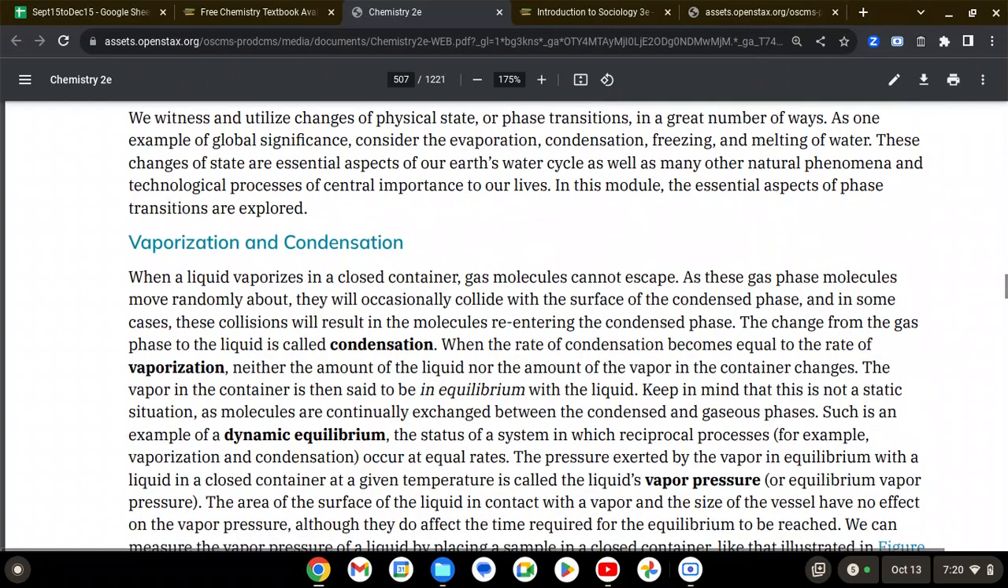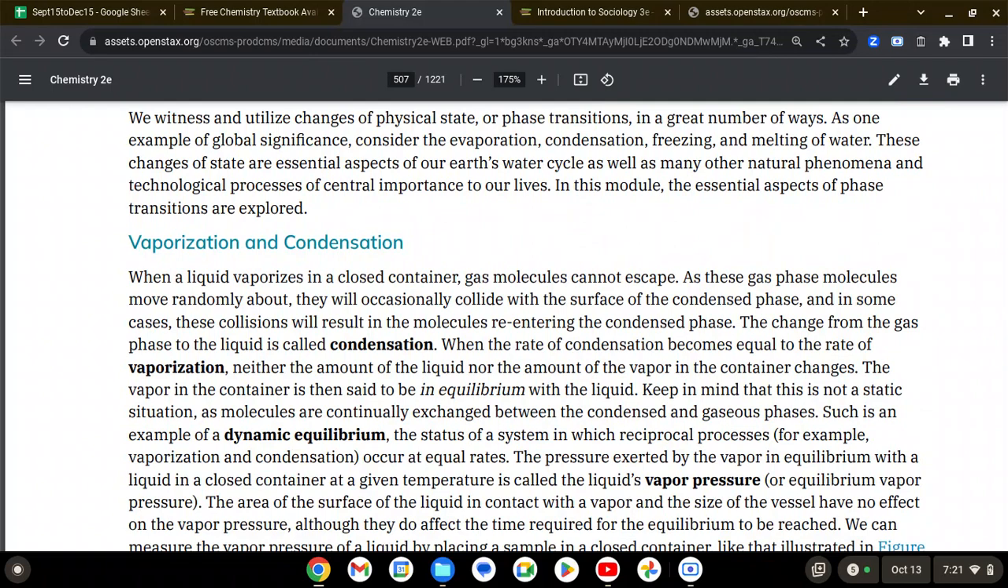We will witness and utilize changes of physical state or phase transitions in a great number of ways. As one example of global significance, consider the evaporation, condensation, freezing, and melting of water. These changes of state are essential aspects of our Earth's water cycle, as well as many other natural phenomena and technological processes of central importance to our lives. In this module, the essential aspects of phase transitions are explored.